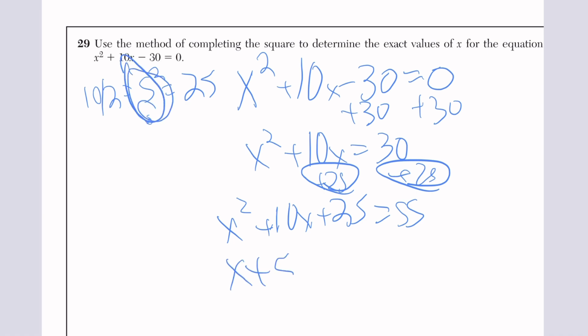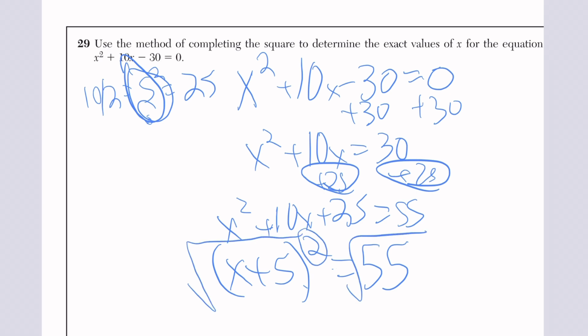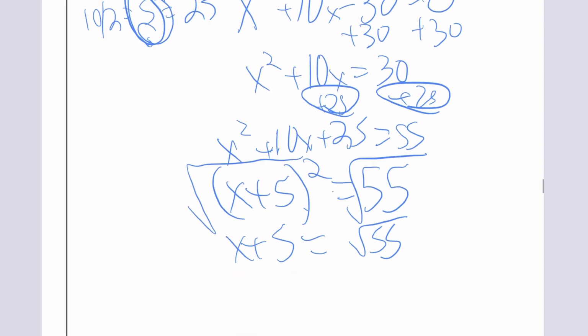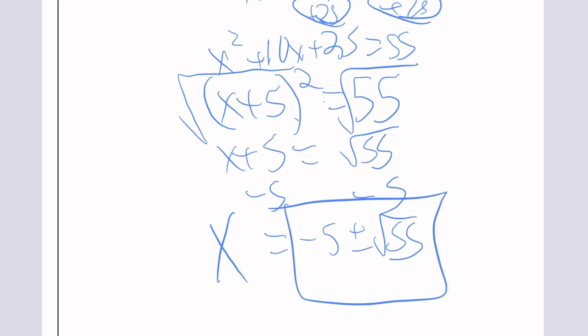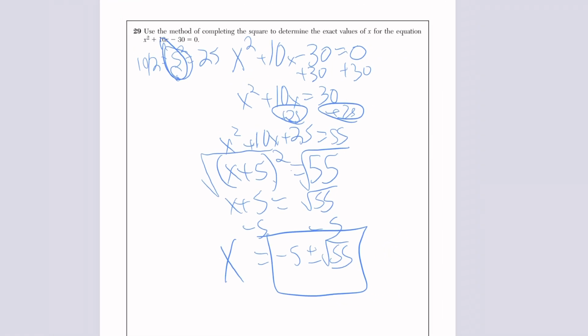So x plus 5 squared is equal to 55. Now, what you have to do is solve for x. You square root both sides, because to get rid of this squared, you have to square root. So if you square root both sides, you just get x plus 5 is equal to the square root of 55. Now you subtract 5 on both sides, and you get x is equal to negative 5 plus minus the square root of 55. That is you completing the square for this equation.